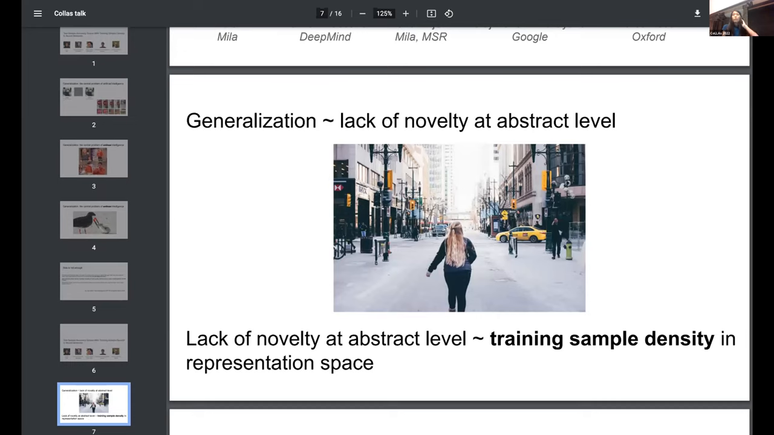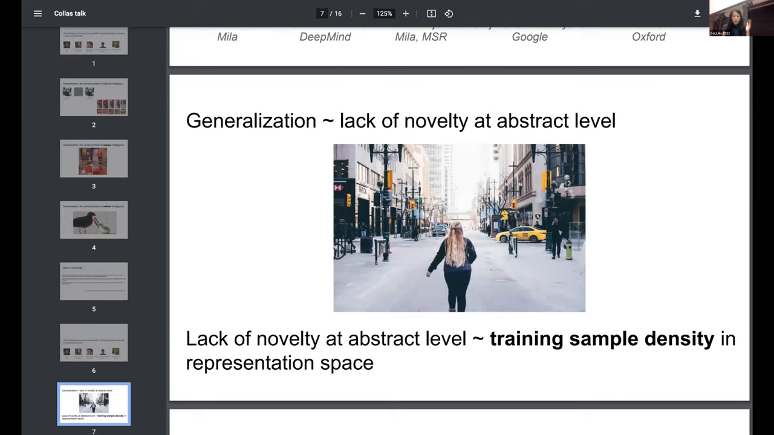Which means that your learned representation that maps the input to the high-level representation has compressed away all of the detail that is irrelevant or even distracting, harmful for the task at hand. And what does lack of novelty at the high level mean? It means that the inputs are mapped close to representations of your training data, right?